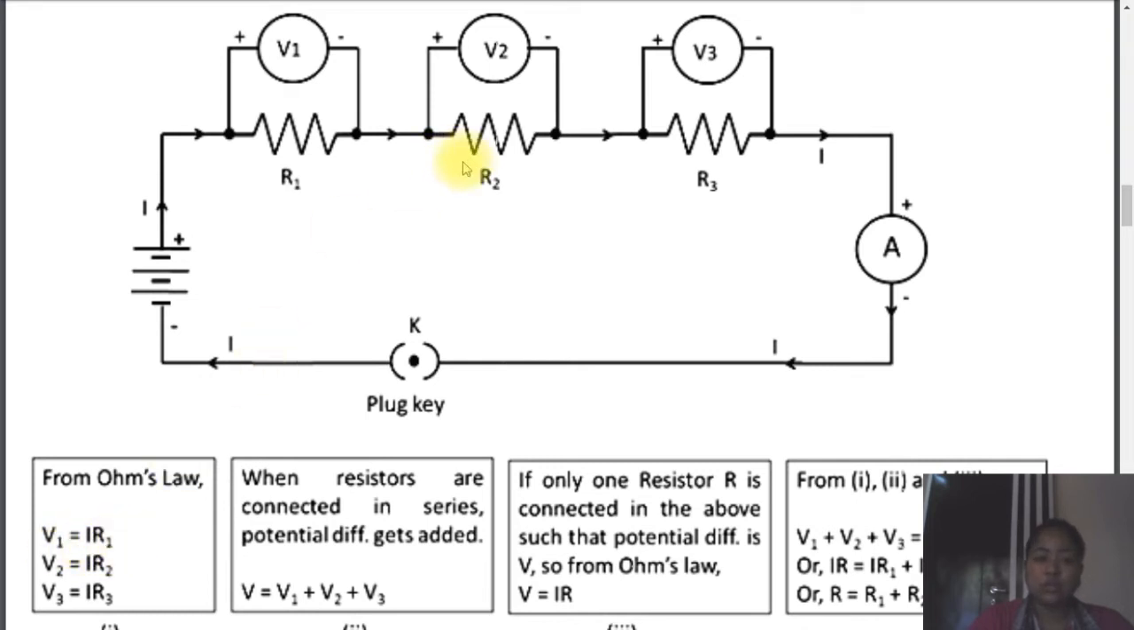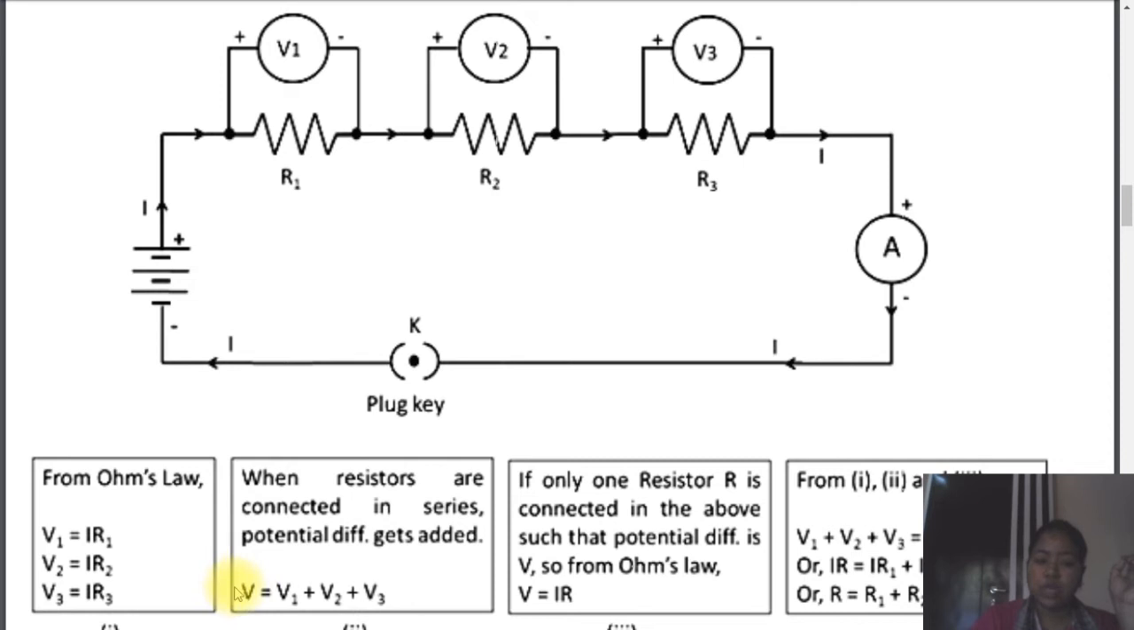For the second resistor we again apply Ohm's law, V2 equals IR2, and for the third resistor, V3 equals IR3. Now by the law of series combination, as we know, when resistors are connected in series, potential differences get added. That means the total potential difference across all resistors will be the sum of the potential across each resistor.